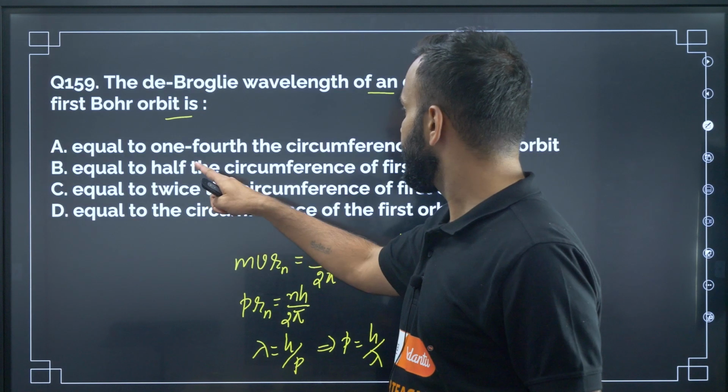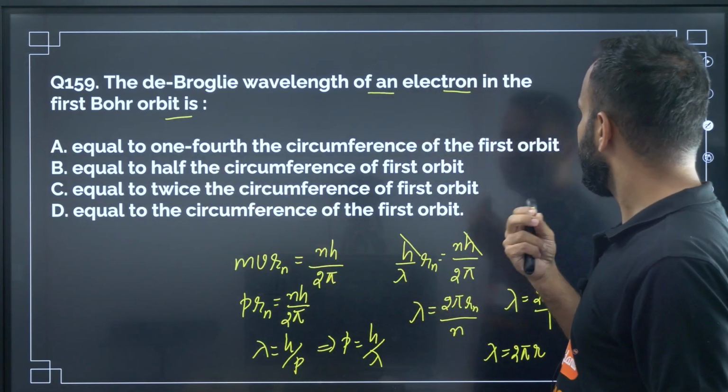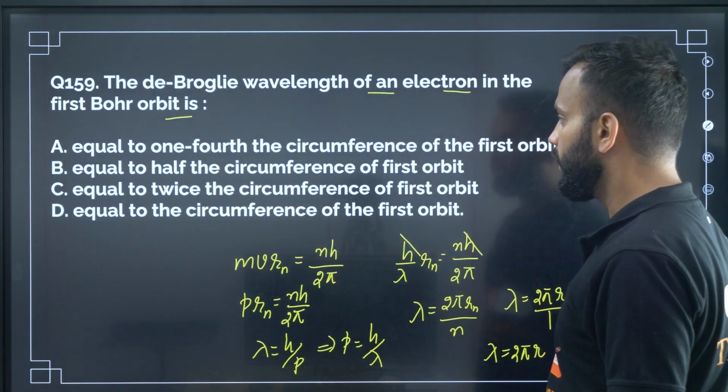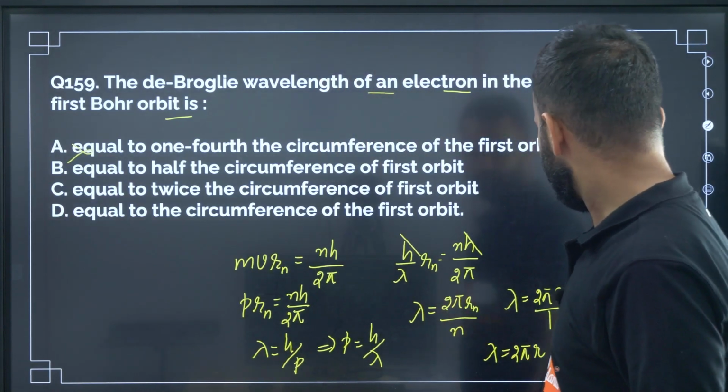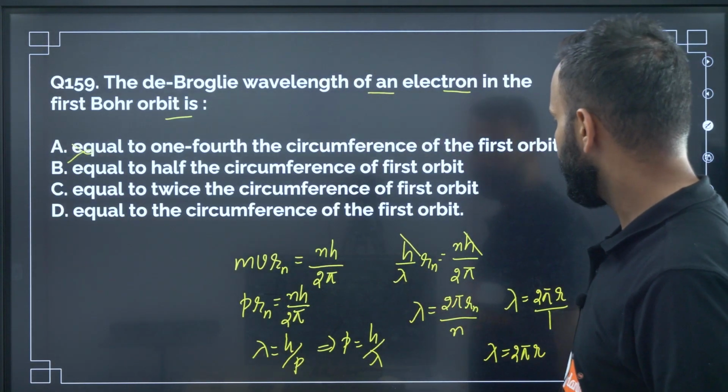So option A says equal to 1/4 of the circumference of the first orbit. Wrong, right? It is the circumference of the orbit only.